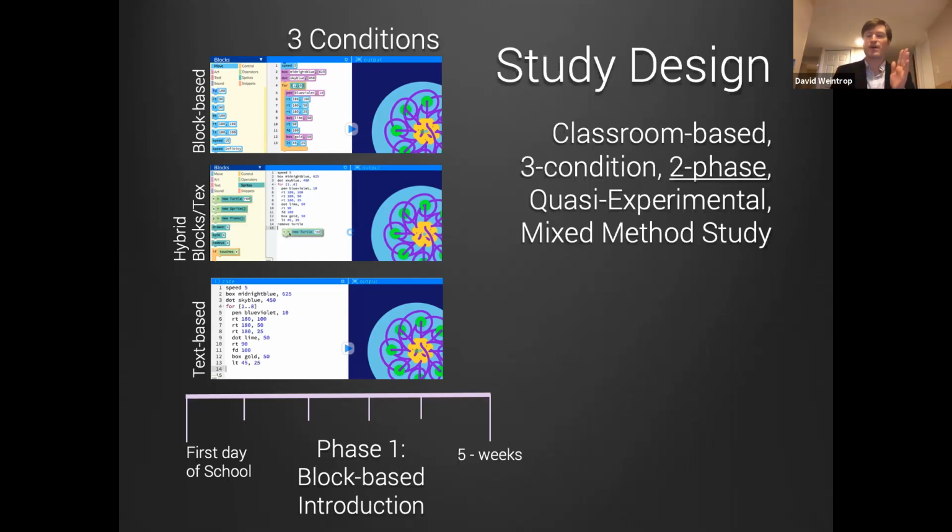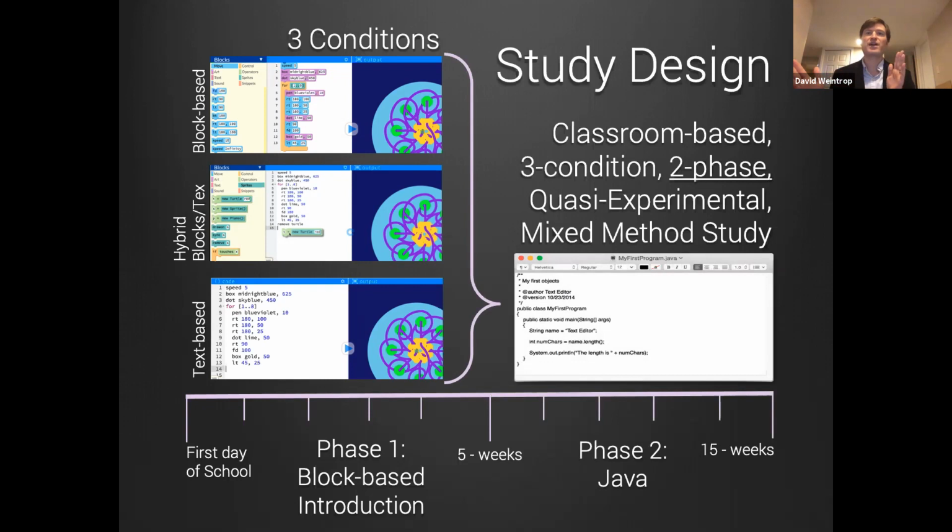After week 5, all three of the classes transitioned to Java, and they used Java for the remainder of the school year. I followed them for the first 10 weeks of Java. So the study was 15 weeks long: 5 weeks introductory in one of the three conditions, and then the next 10 weeks learning to program in Java. Essentially, that's when I handed off control to the teacher, and the teacher taught the curriculum that she had taught the previous year and always teaches.